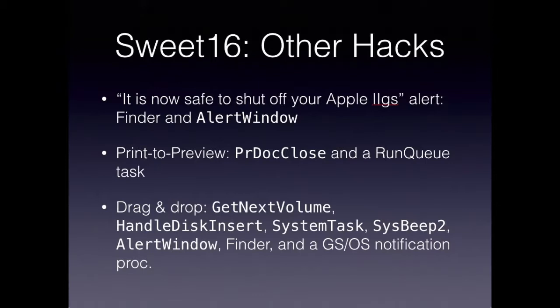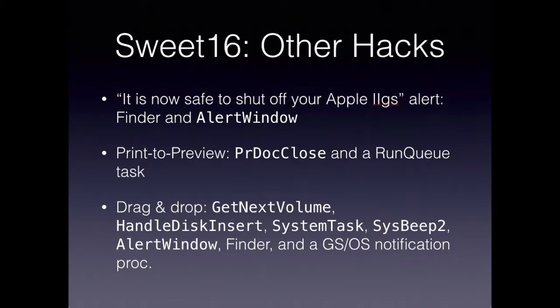Sysbeep 2, this is to prevent a beep from occurring during certain scenarios where Sweet 16 is doing something that causes one, but we're trying to hide that fact from the user. Alert window, which we've mentioned before, but it's also patched for a couple of other reasons as well, to detect when certain scenarios occur. Obviously, the Finder gets patched quite a bit, and we also have to use a notification proc to detect various scenarios, including leaving GSOS so that we can disable some of our intercepts and things, and coming back to GSOS to reinstall them, that kind of thing.